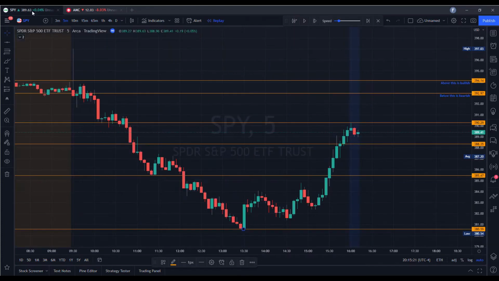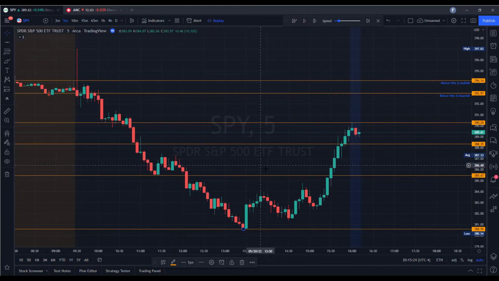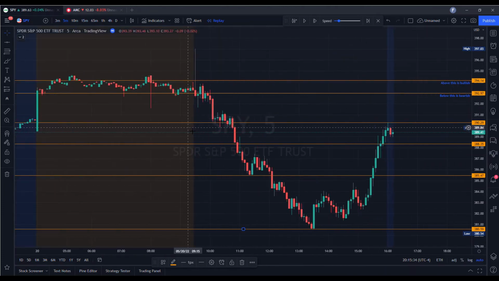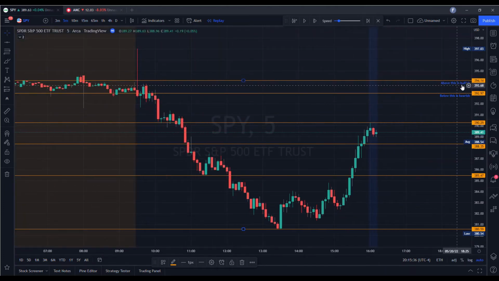I'm going to go through an AMC trade. I'm going to pick a random date and we'll look at it. Same concept, right? In the morning, obviously your pre-market levels usually align with the levels that we set from the previous day. You make your plan, right? So above this is bullish, below this is bearish. Literally, once we broke this and we couldn't reclaim it, it was puts all day.